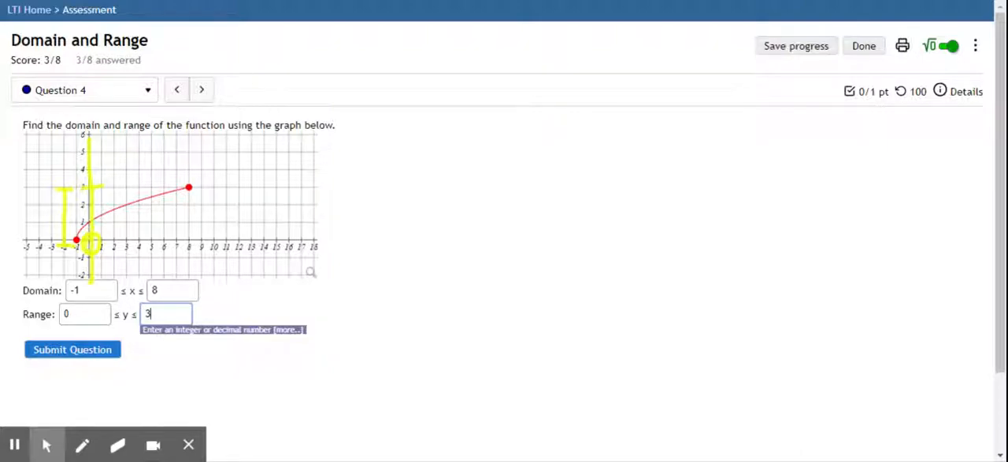So on the left and right, it goes from -1 to 8, and on the up and down, it goes from 0 to 3.